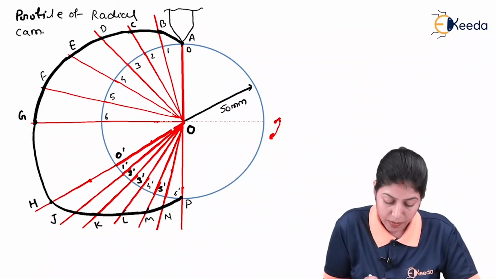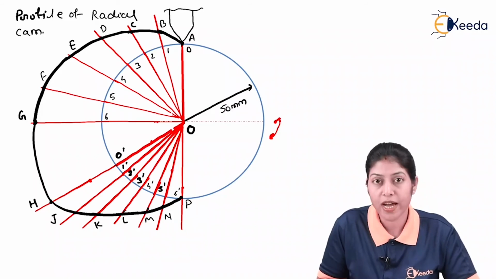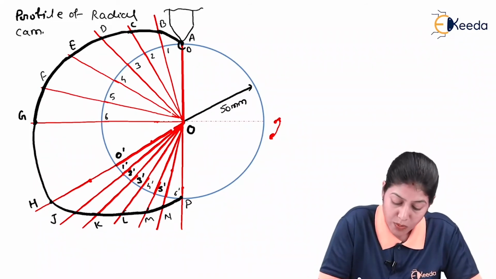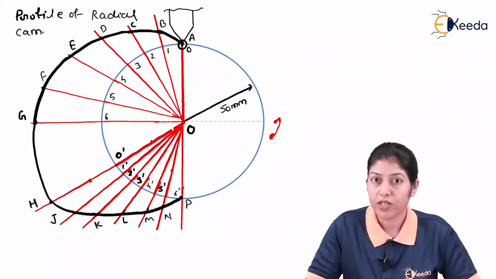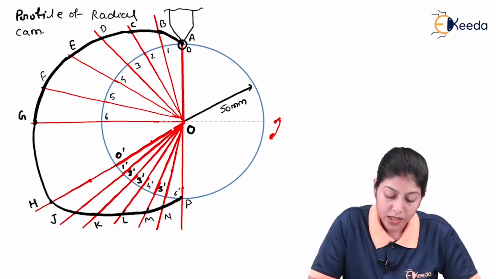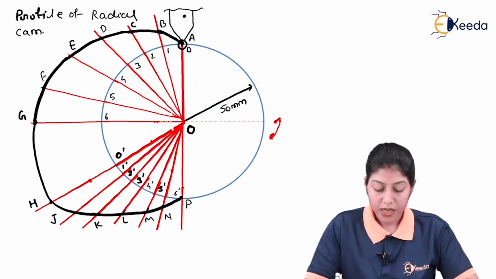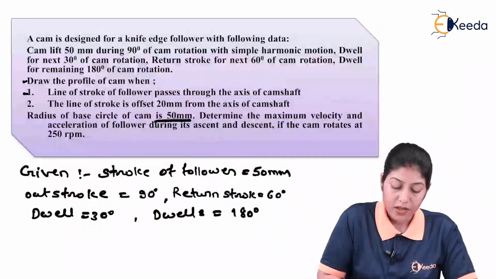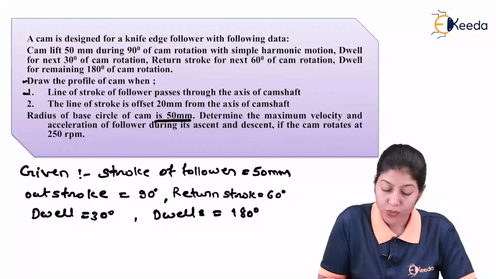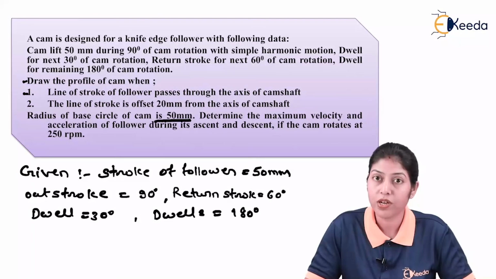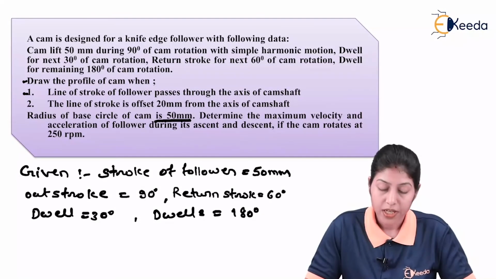So this particular black curve is representing the profile of the radial cam for the first condition, when this point A is the trace point of the radial cam, when the follower is in contact with the cam at this particular point A. Now the second condition is the line of stroke is offset 20 mm from the axis of the camshaft. So for the offset condition, how can we draw this particular cam profile?